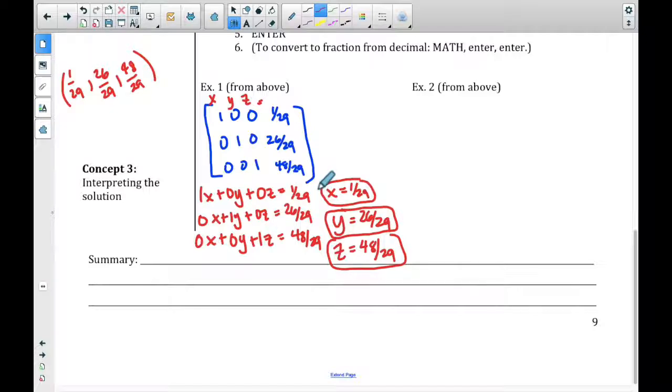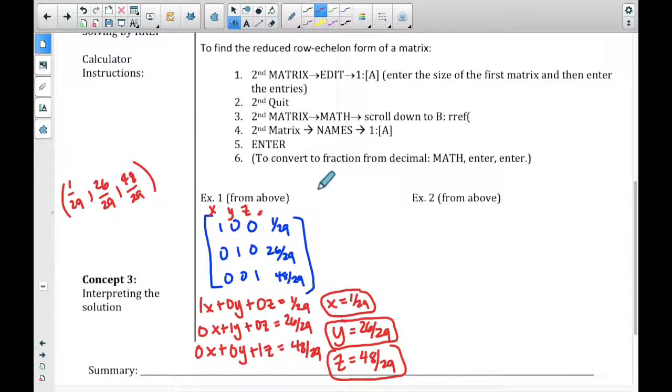Take a second right now and pause the video here, go into your calculator, and try example 2. I believe you've already put that into matrix B, and so if you've already put it in, just go through these steps and see what your answer matrix is, and see if you can make sense of what that is as an answer. And let's go ahead and leave this one as a decimal instead of changing it to a fraction.